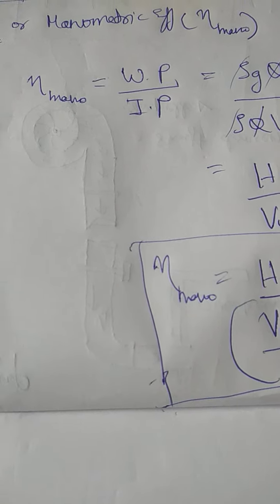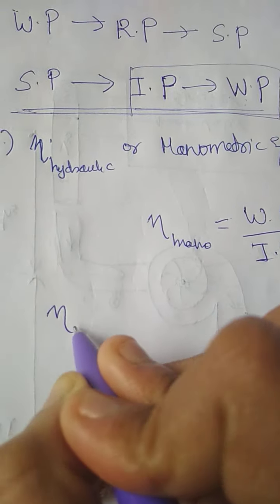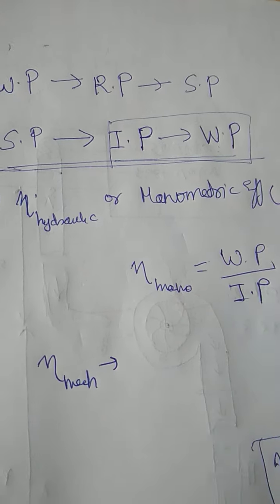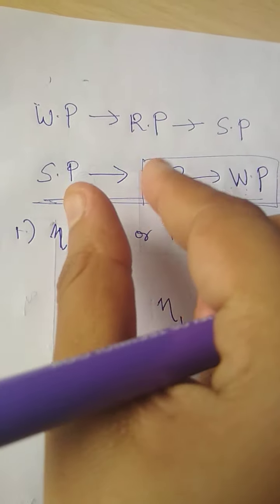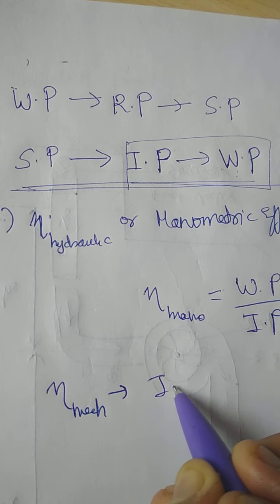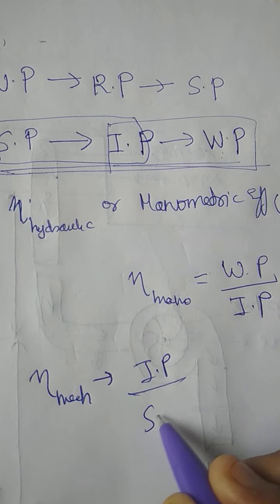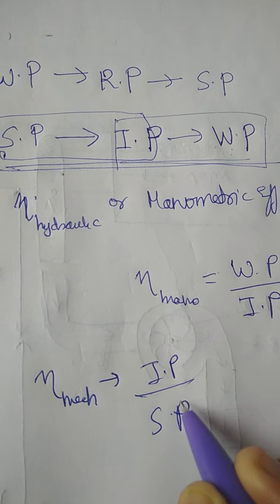The next efficiency is mechanical efficiency. I think you should be able to tell yourself. Eta mechanical, where does mechanical efficiency come into play? Shaft and impeller, this part, right? Its output is impeller power, we take this part. Input is shaft power. So it is the ratio of impeller power to shaft power.